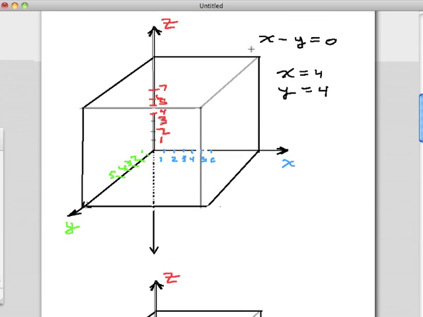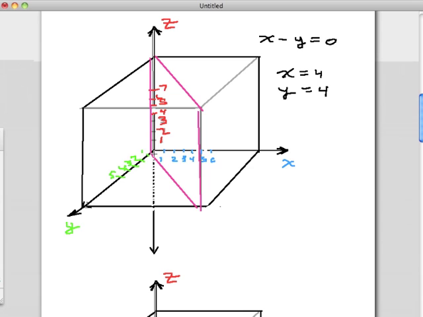So let's look at this. x minus y equals 0, x equals 4, y equals 4. Okay, so let's look at x minus y equals 0. That's the one we just did. So let me do that in strawberry. That's the one that comes out like this. And again, it goes infinitely back and forward. But I'm just keeping us stuck in this cube here because we might see the connection.